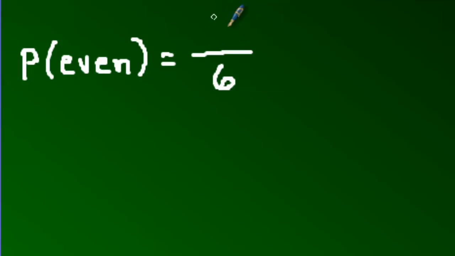Now, our numerator is even numbers. What I want to think about here is, of these 6 numbers that I could get, how many of them are even? Well, 2 is even, that's 1. 4 is even, that's 2, and 6 is even, that's 3. So out of the 6 numbers in my sample space, 3 of them are going to make this event happen. It's going to give me an even number.